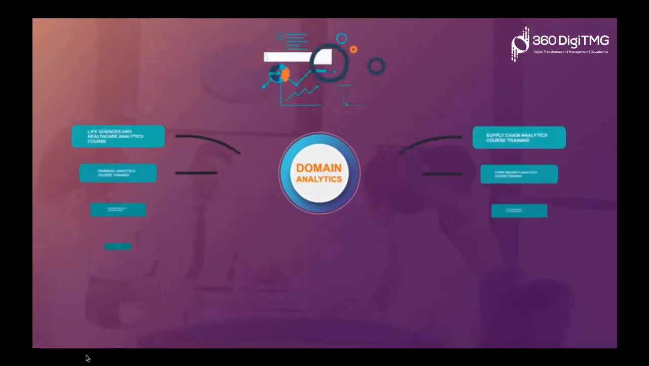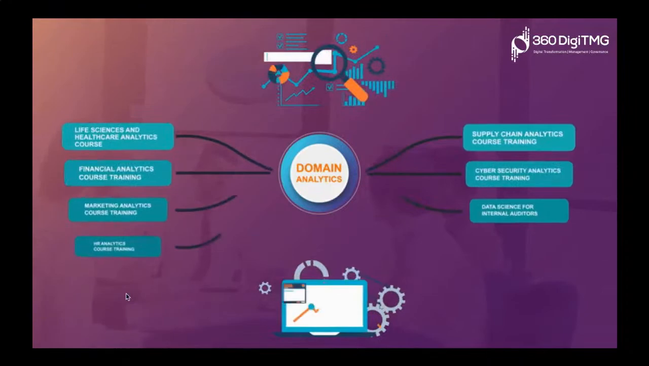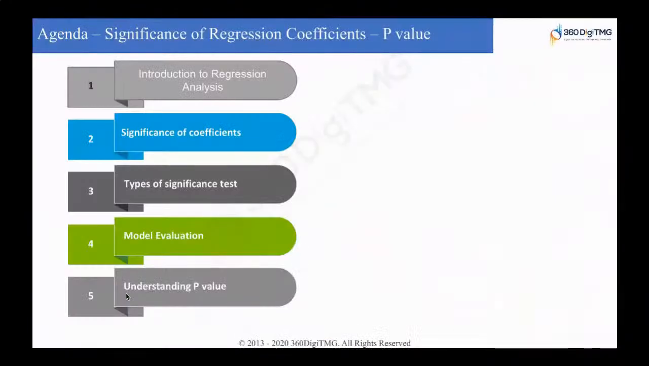Hope you all are aware of the topic today, right? It is the significance of regression coefficients with respect to P-value. Here's the agenda on my screen: a quick introduction of what is regression analysis, what is significance, what are the types of significance tests, model evaluation, and understanding what the P-value actually is.